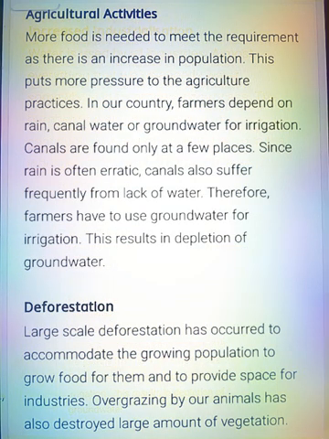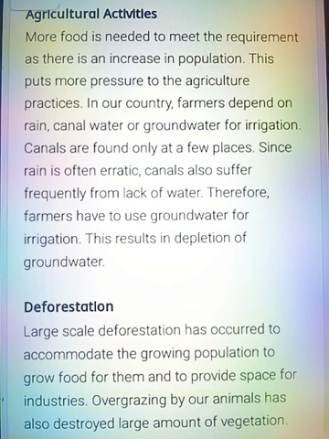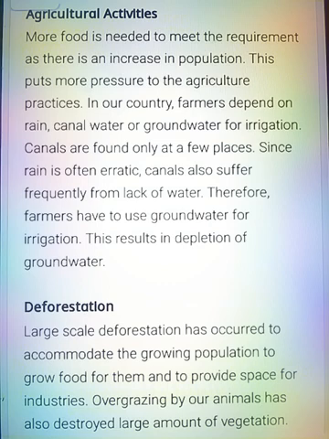Agricultural activities. More food is needed to meet the requirement as there is an increase in population. This puts more pressure on the agriculture practices in a country. Farmers depend on rain, canal water or groundwater for irrigation. Canals are found only at a few places, since rain-fed canals also suffer frequently from lack of water. Therefore, farmers have to use groundwater for irrigation. This results in depletion of groundwater.